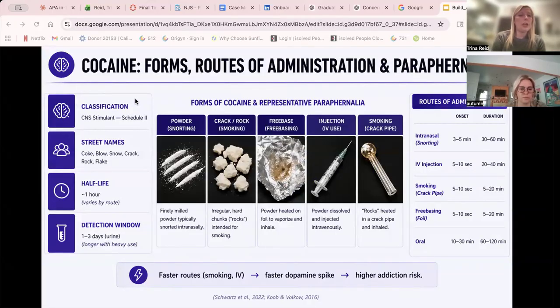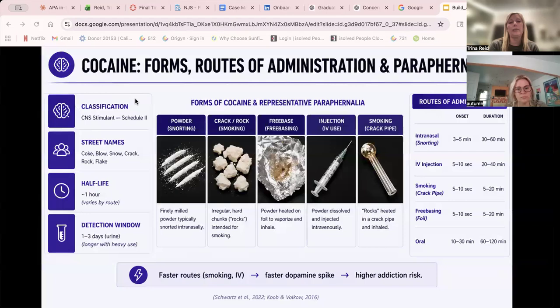Okay, so let's talk about cocaine routes of administration and forms, primary forms of cocaine, and how route of administration influences its effects on the brain. Cocaine is a central nervous system stimulant that increases dopamine by blocking reuptake transporters, but the speed at which it reaches the brain varies by route. Intranasal use produces a slower onset, while smoking and intravenous injection deliver cocaine to the brain within seconds, resulting in a rapid and intense dopamine surge. These faster routes create a stronger reinforcement signal in the nucleus accumbens, significantly increasing addiction risk.